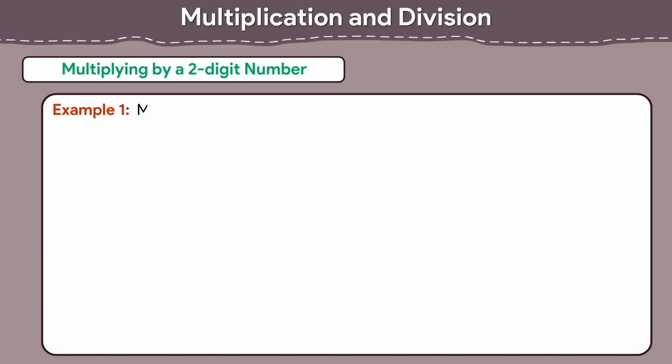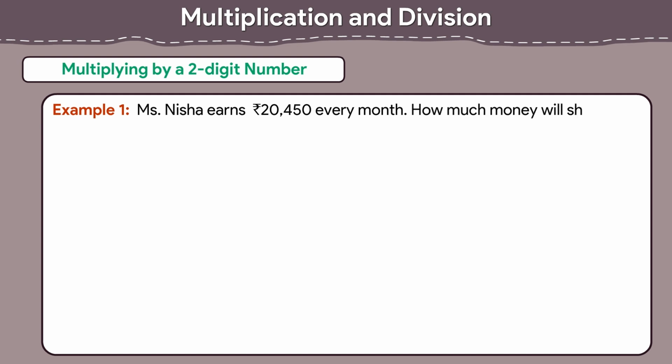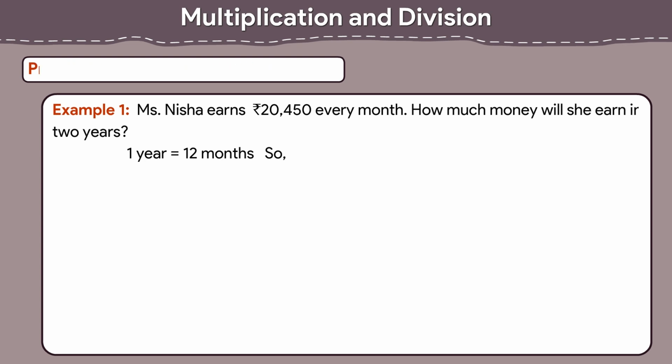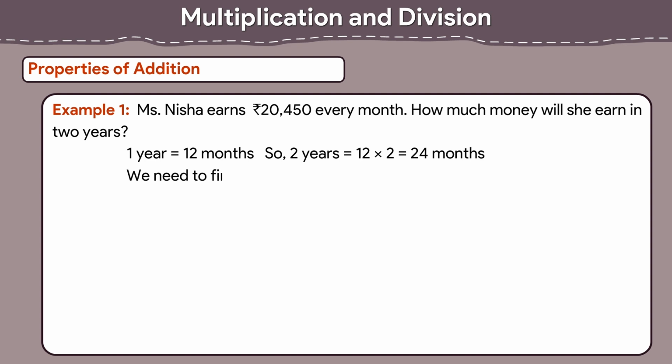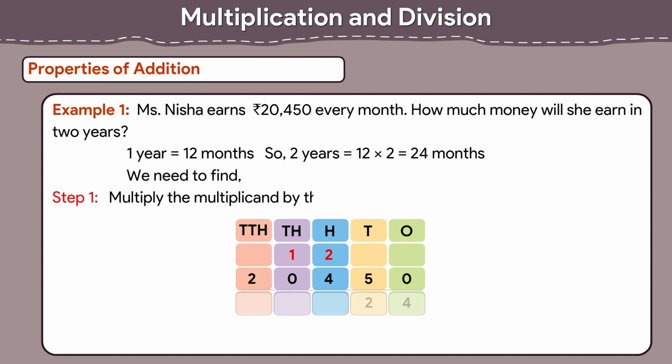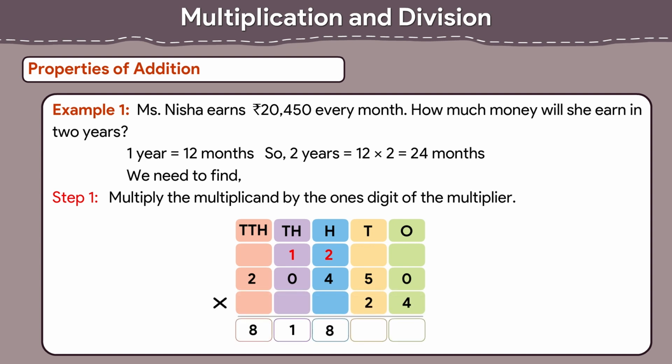Example 1. Ms. Nisha earns 20,450 every month. How much money will she earn in 2 years? 1 year is equal to 12 months. So, 2 years is equal to 12 times 2 equals 24 months. We need to find 20,450 times 24. Step 1. Multiply the multiplicand by the ones digit of the multiplier. Here, it is 4.